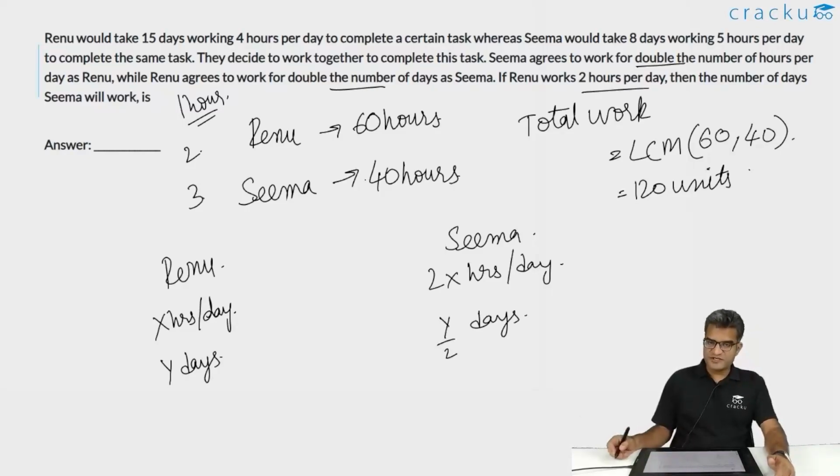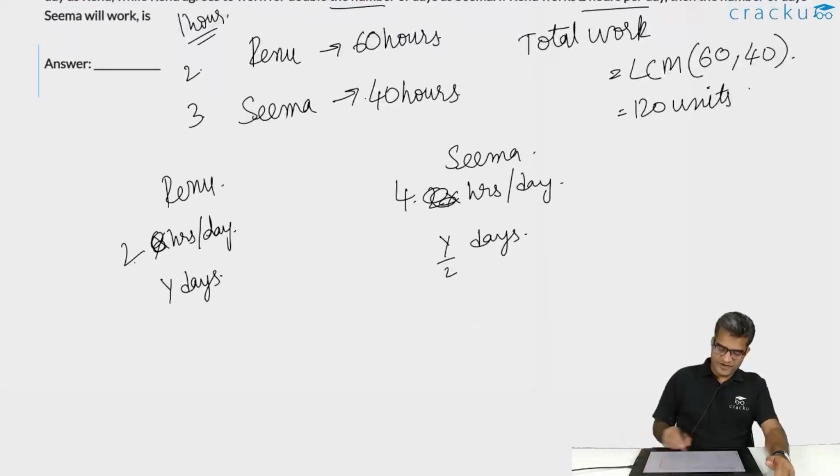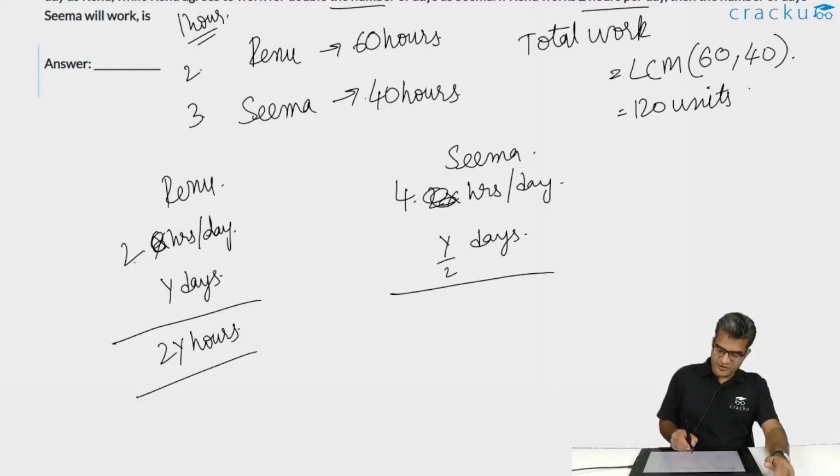Renu works for 2 hours per day. So the value of X is given, this is 2. So Renu works for 2 hours per day. So Seema will work for 4 hours per day. So the total number of hours Renu works is 2y hours. Similarly, the total number of hours Seema works is every day she is working for 4 hours and she works for Y by 2 days. So the total number of hours she works is 2y hours.